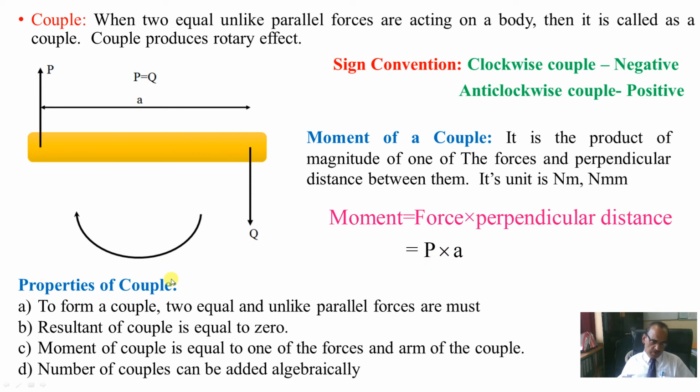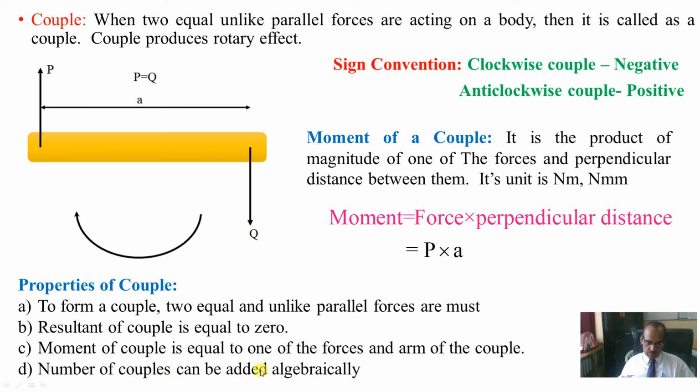Now what are the properties of a couple? To form a couple, two equal and unlike parallel forces are a must. That is what I told you already. Resultant of a couple is equal to 0. Resultant means if you take summation of x, horizontal direction there is no force. If you take summation of y, this P will cancel this Q because magnitude is same, and that's why resultant is always 0. Moment of a couple is equal to one of the forces and arm of the couple. That is what we have already discussed.